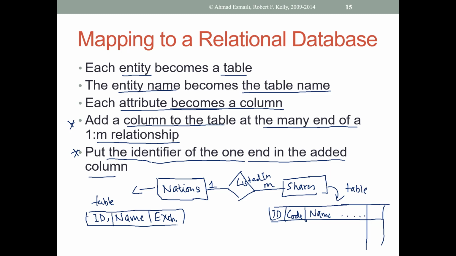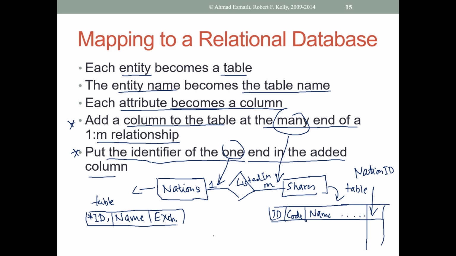What is the identifier here? ID. Okay, so this is the identifier or the primary key of one end. One end means this guy. One to many, that's one end, and many is this side. Okay, one and many end. Alright, so this ID that you have, this information should be kept here. Alright, and we will give it a different name. We will call it nation ID. Okay, so that's how it's so simple to implement one to many relationship.